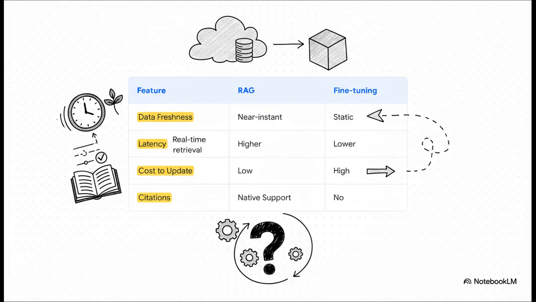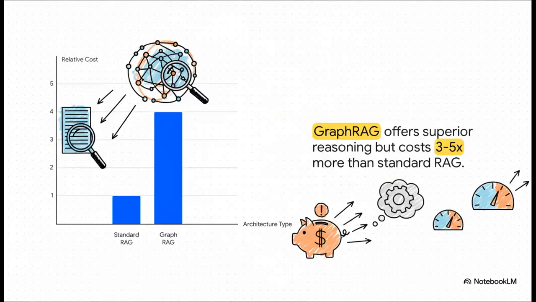This table does a great job of showing those trade-offs compared to another technique called fine-tuning. With RAG, you get incredible data freshness. It's almost instant, and you can cite your sources, which is huge for trust. The catch? It has higher latency because of that real-time lookup step. It's just slower. And the cost implications are absolutely real.